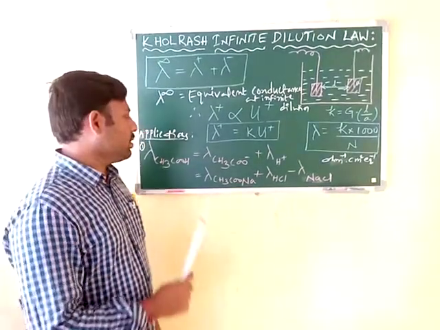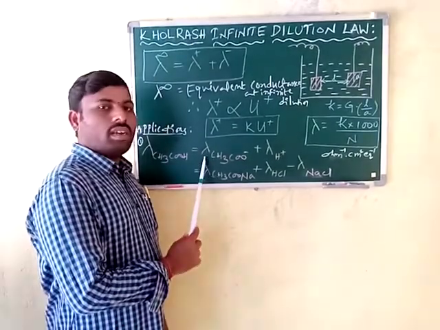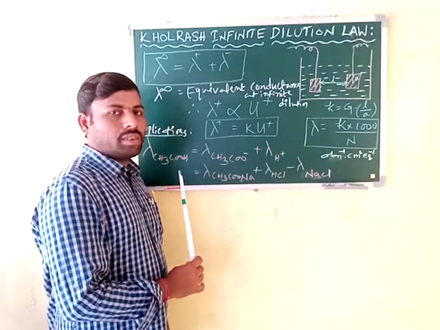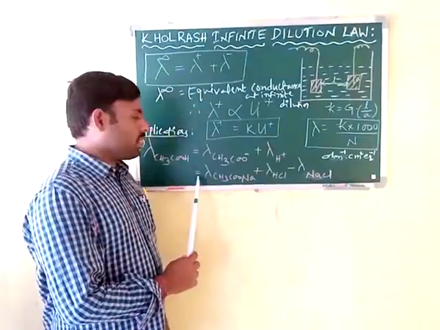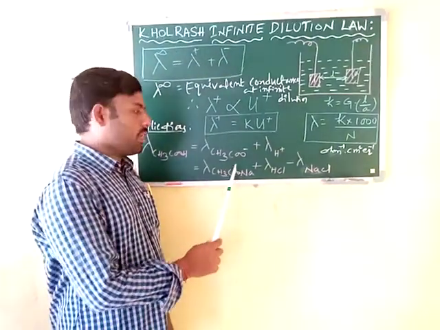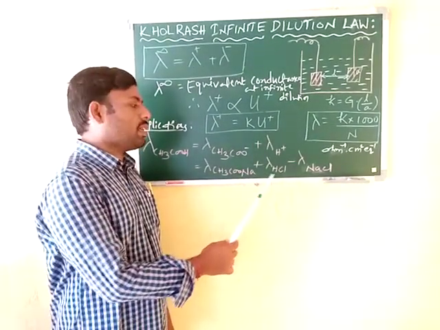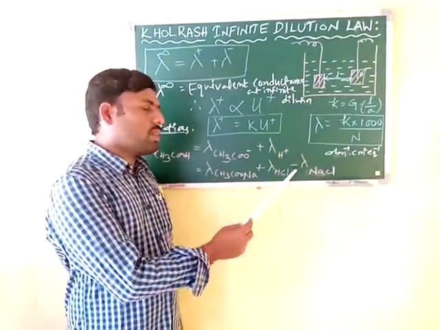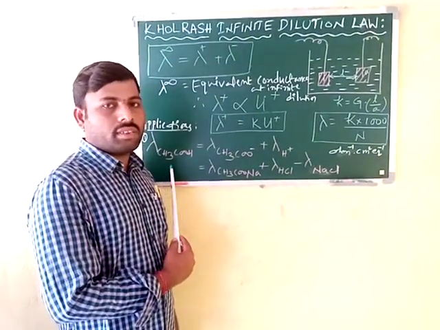For acetic acid, a weak electrolyte, the conductance is equal to the acetate ion equivalent conductance plus the H plus proton equivalent conductance. To know that we have another expression: lambda sodium acetate plus lambda HCl. These are strong electrolytes and consist of acetate as well as H plus ions. On subtraction of the sodium chloride equivalent conductance, we can easily get the equivalent conductance of acetic acid.